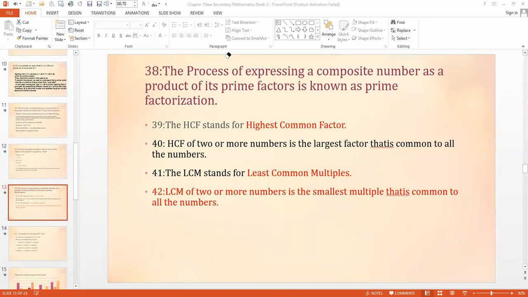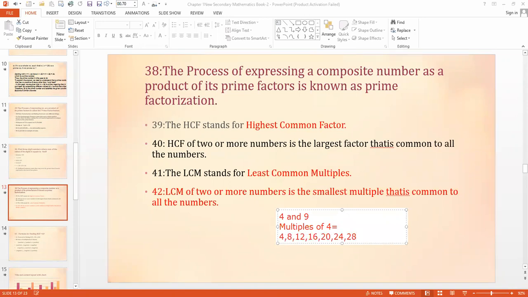Look here. Suppose I take 4 and 9. Now I have to take multiples. Multiples of 4. First, I have to write this. Tell me the 4 times table. Hurry up. 4, 8, 12, 16. Yes. 20. Next. 24. Yes.